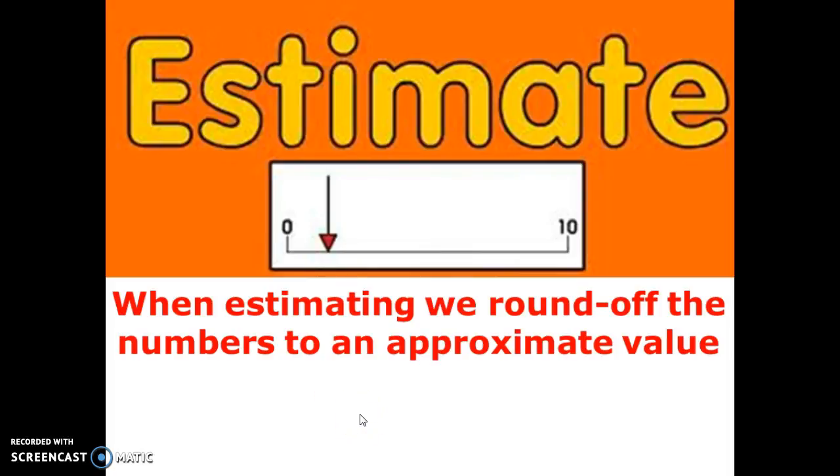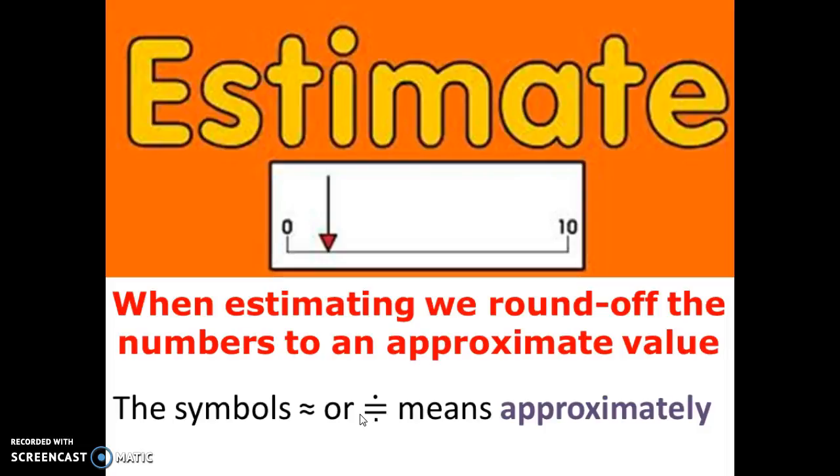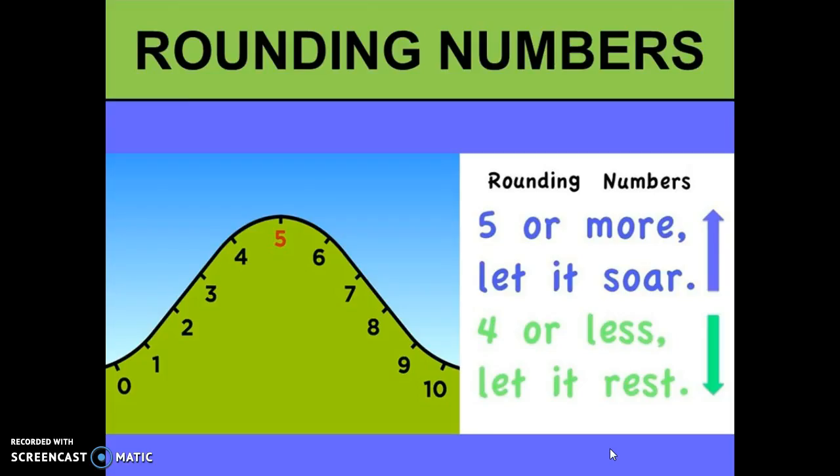When estimating, we're rounding off our numbers to a particular value. We can use either one of these two symbols to refer to the meaning approximately. So when we cut off numbers, we need to decide what we do to the last digit before we're cutting it off. And this little statement here will help you.